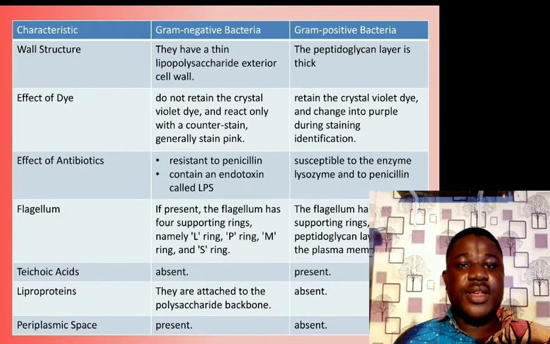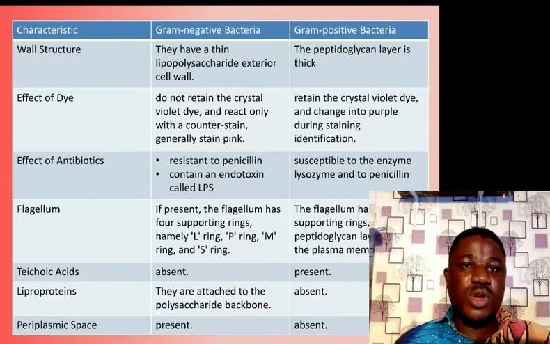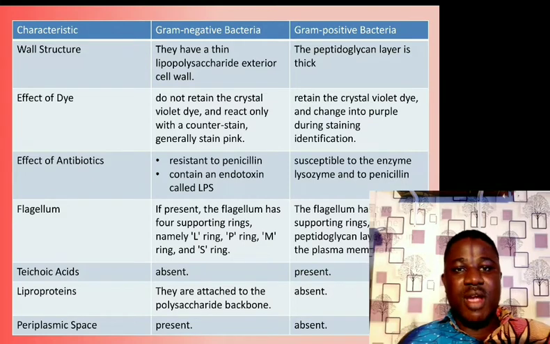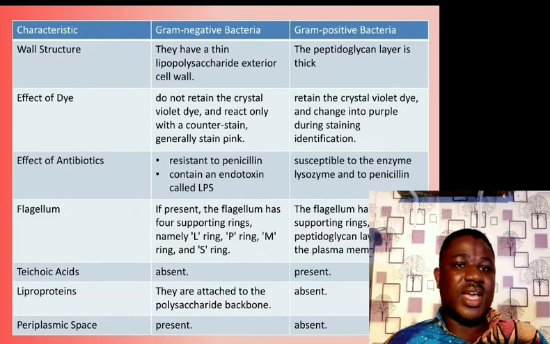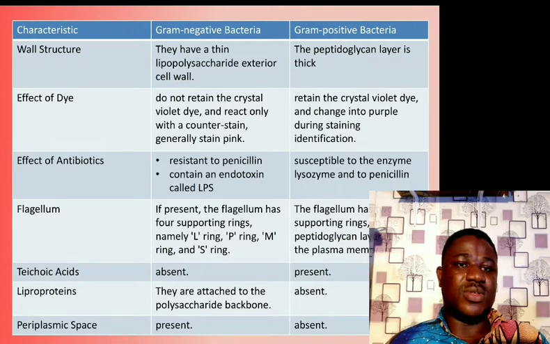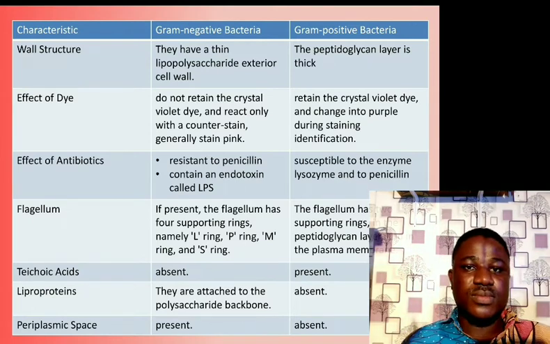But before then, let's look at a few differences between gram-positive bacteria and gram-negative bacteria. Gram-negative bacteria, in terms of their cell wall structure, have a thin lipopolysaccharide exterior to their cell wall. So the lipopolysaccharide that covers their cell wall is quite thin, but in gram-positive bacteria, the peptidoglycan layer is very, very thick. So gram-positive bacteria have a peptidoglycan layer, whilst gram-negative bacteria have a thin layer of lipopolysaccharides to the exterior of the cell wall.